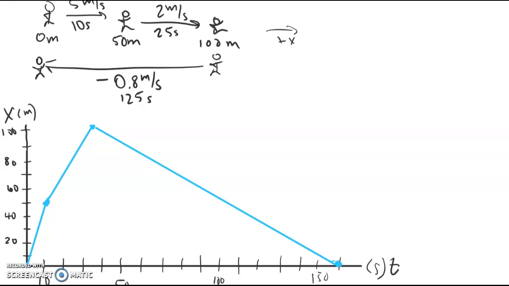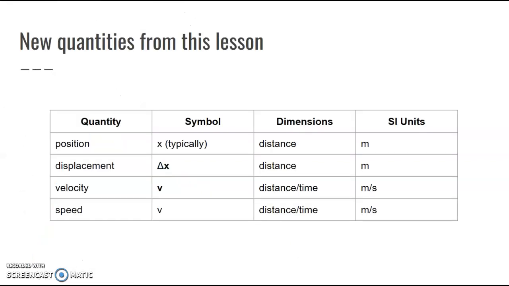And just to summarize some new quantities we learned from this lesson, we talked about position, which we usually use the symbol x to represent. It's a measure of distance or length, and it has SI units of meters. Similarly, we have displacement, which is our change in position in a certain direction, hence why the symbol x here is in bold, because it's a vector quantity, unlike position, which is a scalar. We also have velocity, a vector quantity, which is distance over time, which has units of meters per second. And we also have speed, which also is a measure of distance over time, but not including any direction, and has units of meters per second.